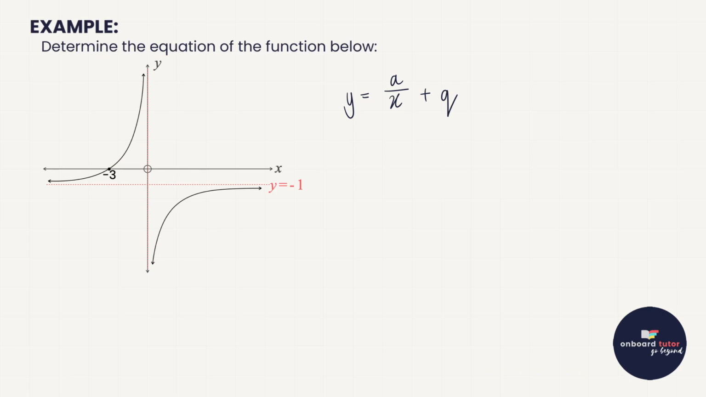Okay, now what we're going to do as our first step is we're going to sub in the asymptote. So what we know is that the asymptote is that q value there. So it's minus 1. So then I'm going to say, well, y is equal to a over x minus 1. That's going to be my starting point. And then step 2, what I want to do is sub in another point.